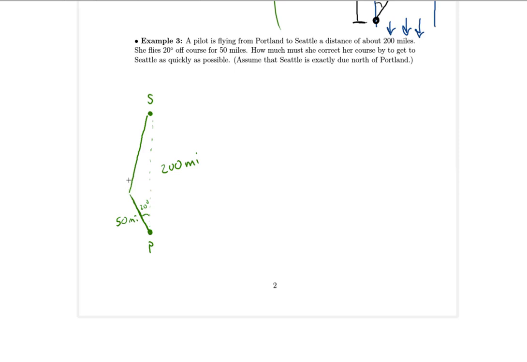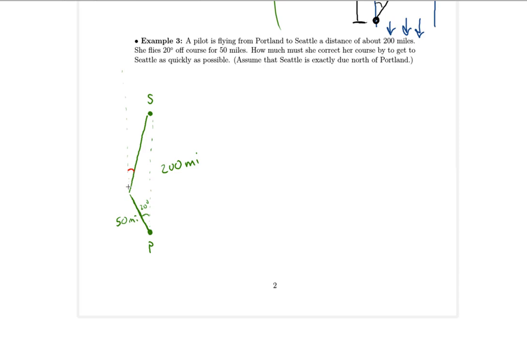Or in other words, what's her new bearing after she corrects? So what we really want to do is be able to report this angle right here. All right. In order to do that, we know this side, we know this side, and we know this angle that's between them. Anytime we have that, we know that we can find the side that is opposite of that. And I think that would be pretty helpful here.